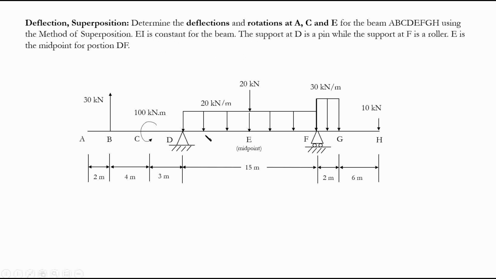And we have a pin here, we have a roller, and E is the midpoint between point D and point F. So first thing, for following the solution of this problem, it's really good to have a superposition table available, so that you can see where we're getting the values of deflection and rotation.